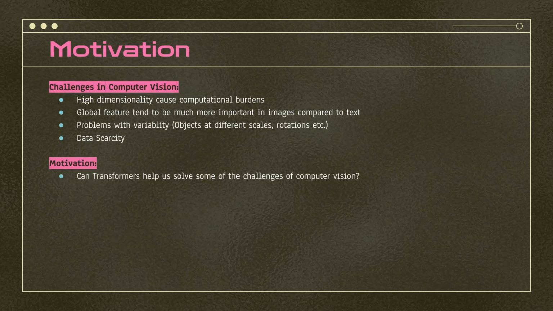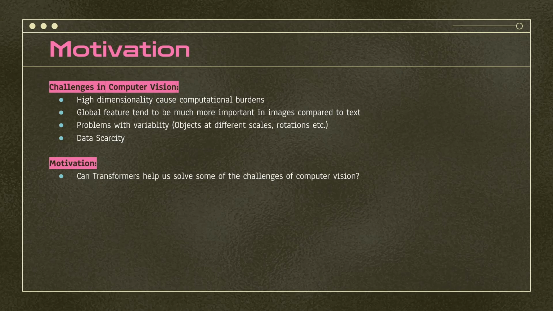So the motivation behind this paper is to help solve some of the challenges of computer vision. High dimensionality causes computational burden. The images are 2D, so if you have 200 by 200 pixels, that's 40,000 individual pixels, compared to a sentence with just 20 or 50 word tokens. And in pictures, global features tend to be more important than in text.